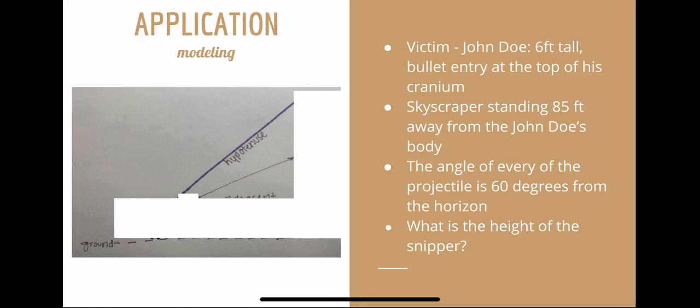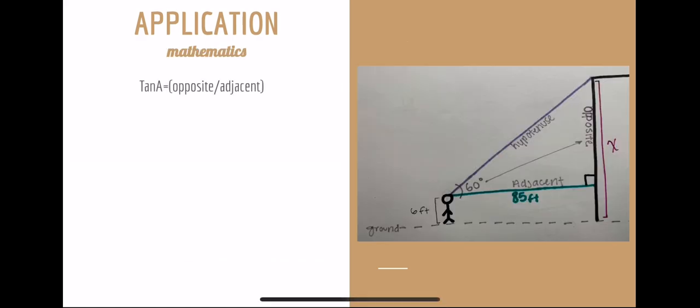Now we can use mathematics to solve for x. First, find the correct function to use. As we do not have the hypotenuse, tangent would be the correct function to use. So we would put tangent of A is equal to the opposite side over the adjacent side. Now we fill in the information that we have. So tangent of 60 degrees is equal to the opposite side over 85 feet.